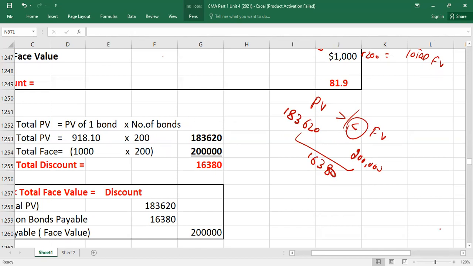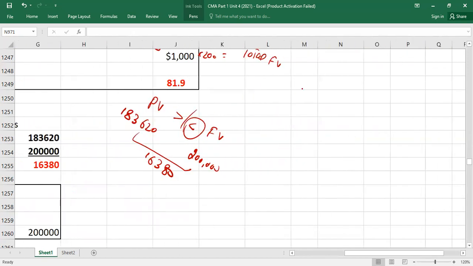And what entry will you pass now? You will debit cash. How much? With the present value. Present value is how much?